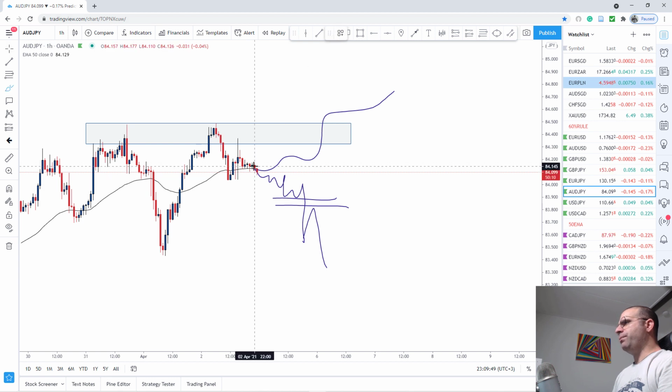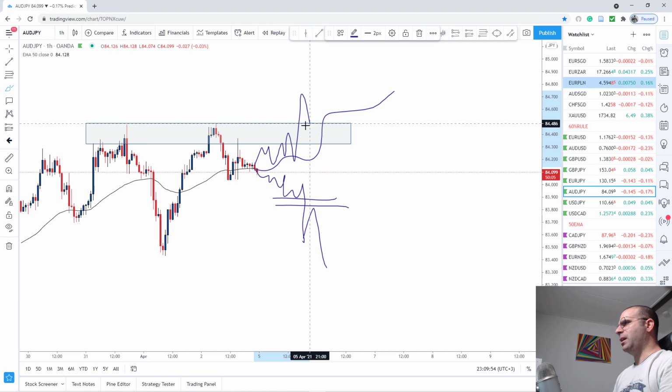Of course the other scenario once again is that we are doing that and we are breaking impulsively, immediately placing the pending order here and then let the price go.